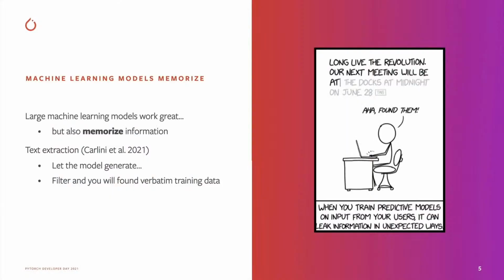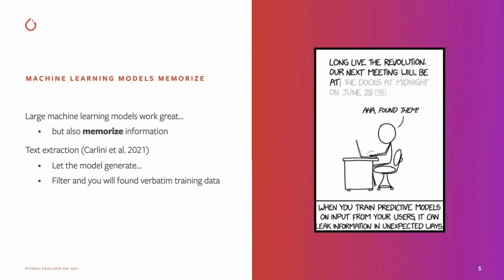These large models work great, but they also memorize a lot of information about the training set. In the case of language models, Carlini et al. recently showed that it is possible to extract training data directly from the model. To do that, the authors make the model generate sentences and then filter them to find the sentences on which the model gives the best score.